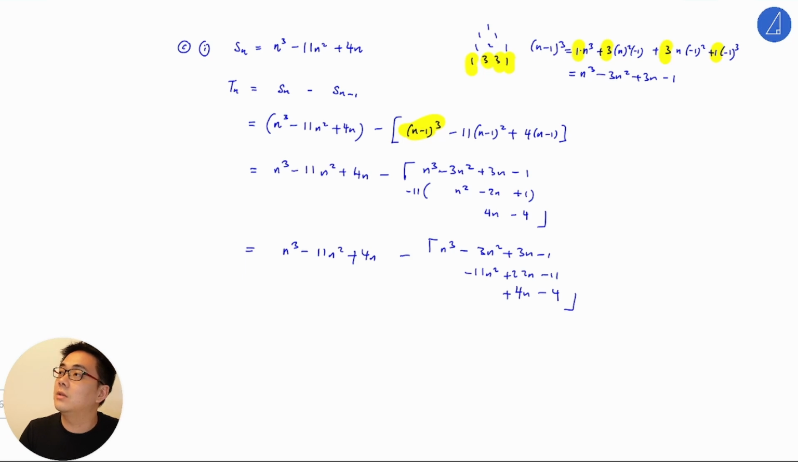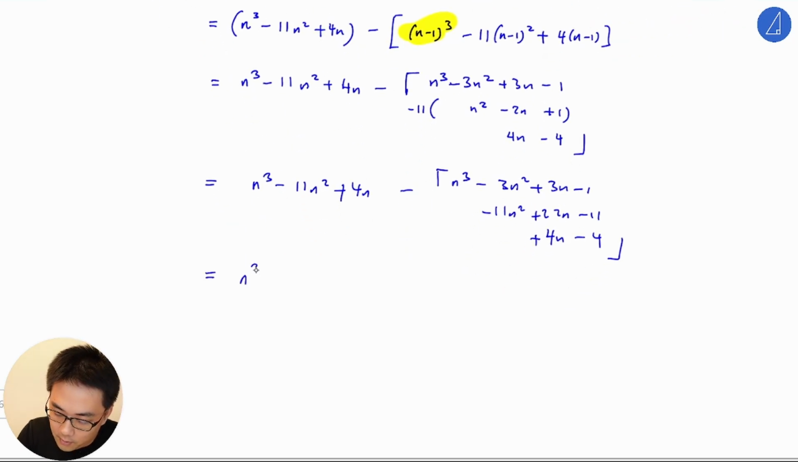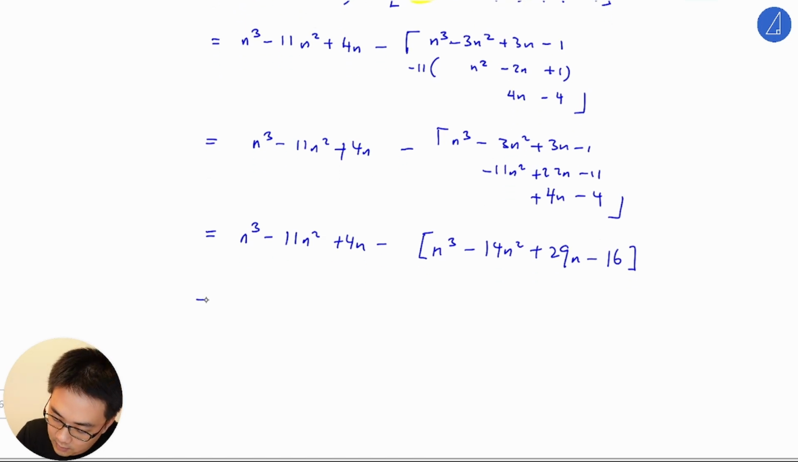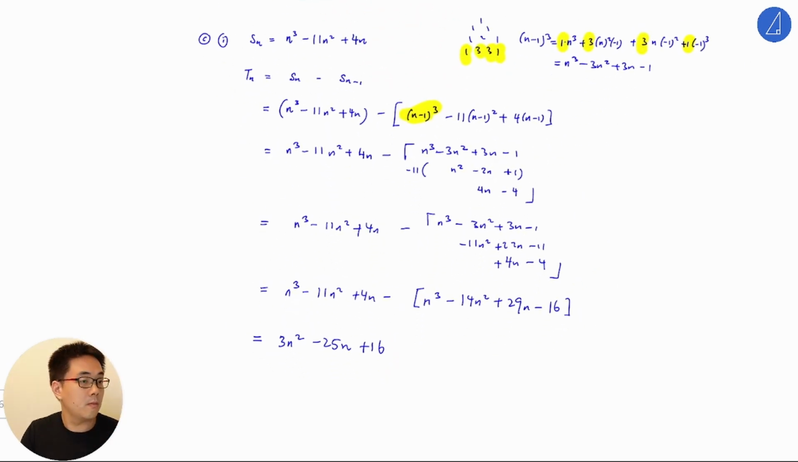Okay. So I'm going to just write it down. 22 plus 3 plus 4, 29n minus 11 minus 1 minus 16. So you get this 4, this is 3n square, 4 minus 29 minus 25n. Okay, so that's it.